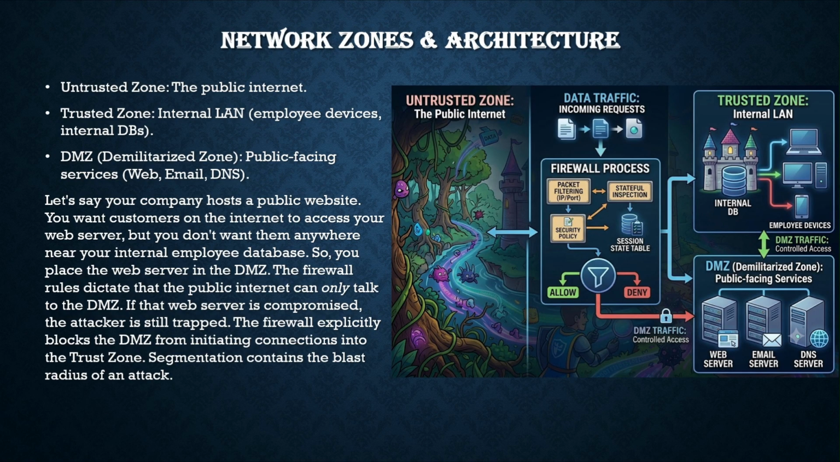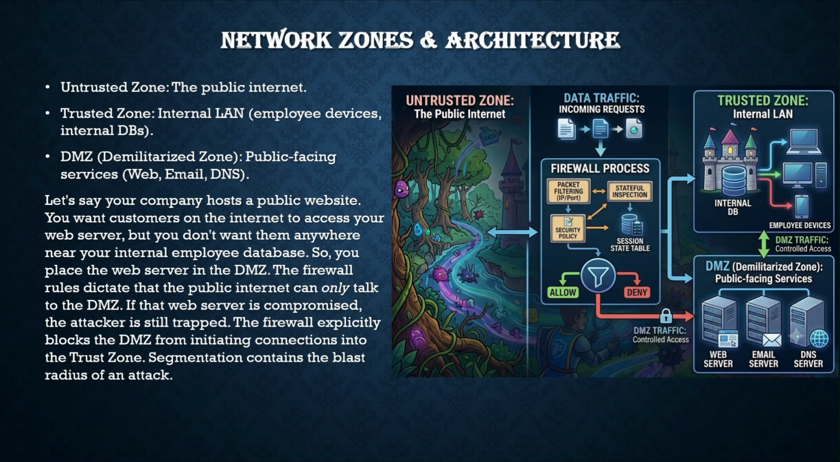In an enterprise environment, we divide the network into zones. The untrusted zone is the public internet, which is completely hostile. The trusted zone is your internal network, where your employee laptops, internal databases, and private files live. The DMZ, demilitarized zone, is a middle ground. Let's say your company hosts a public website. You want customers on the internet to access your web server, but you don't want them anywhere near your internal employee database. So you place the web server in the DMZ.